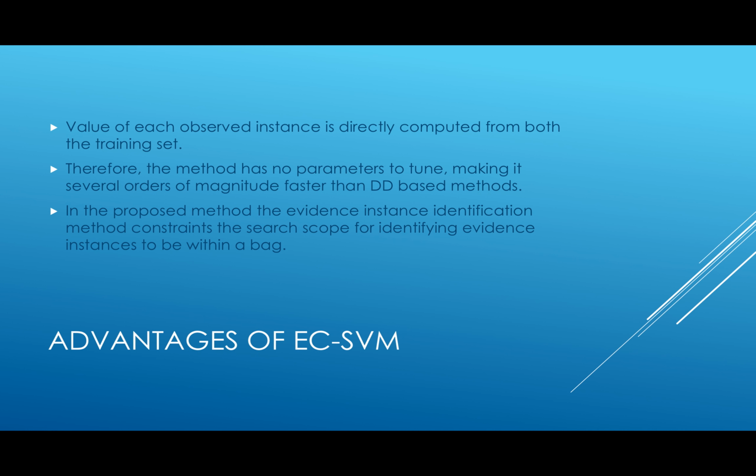The advantages of EC-SVM, there are many. Some of them are that the value of each observed instance is directly computed from the training set. Therefore, the method has no parameters to tune, making it several orders of magnitude faster than DD-based methods. In the proposed method, the evidence instance identification method constrains the search scope for identifying evidence instances to be within a bag.